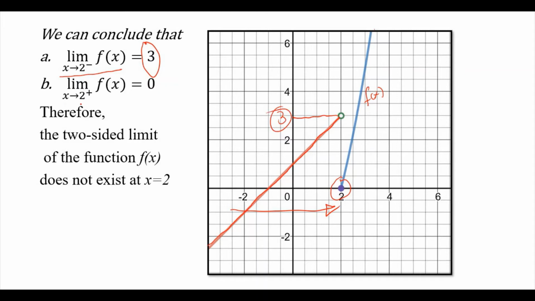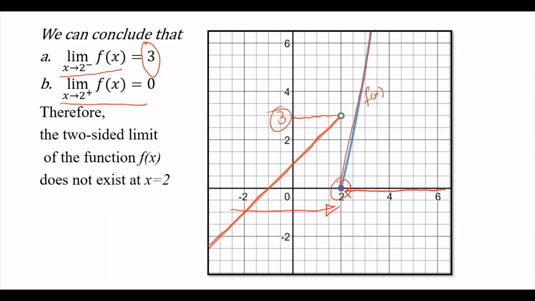Similarly, if I want to find the limit of f of x when x approaches 2 from above, then I'm looking at all of the x's that are greater than 2, and I'm coming from this side. I'm approaching 2 from above. As I approach 2 from above, I know that I have to follow this piece of the graph of the function.